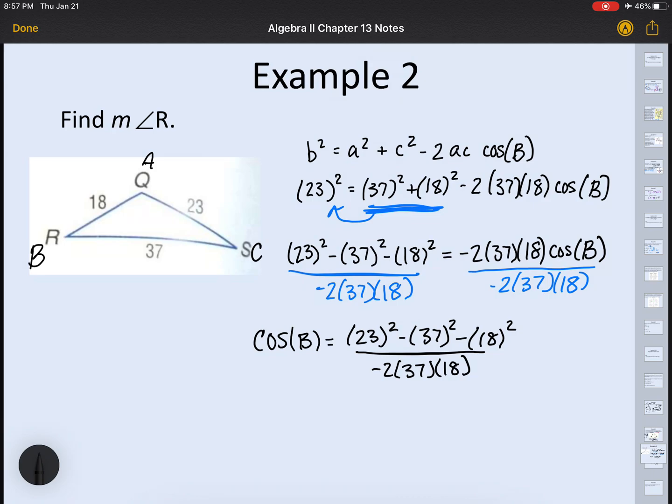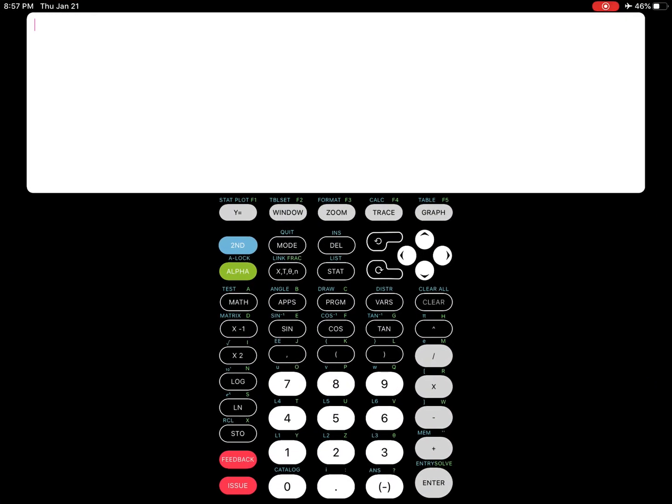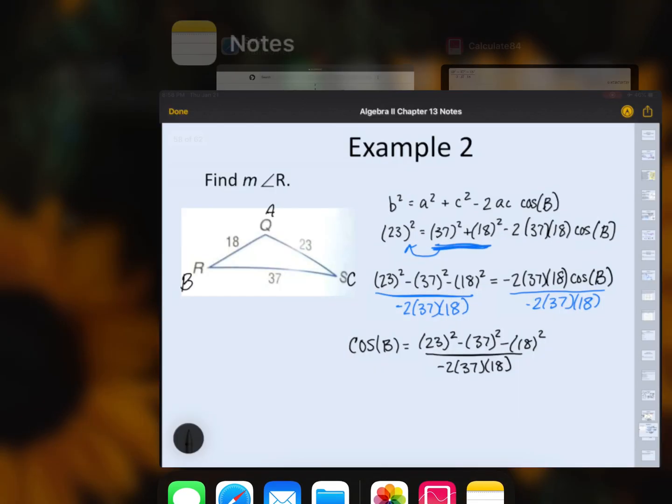So what we're going to do now is put that in the calculator. 23 squared minus 37 squared minus 18 squared, all over negative 2 times 37 times 18. And we do get a decimal, that is 0.738, or if we round to the thousandth, 0.874.